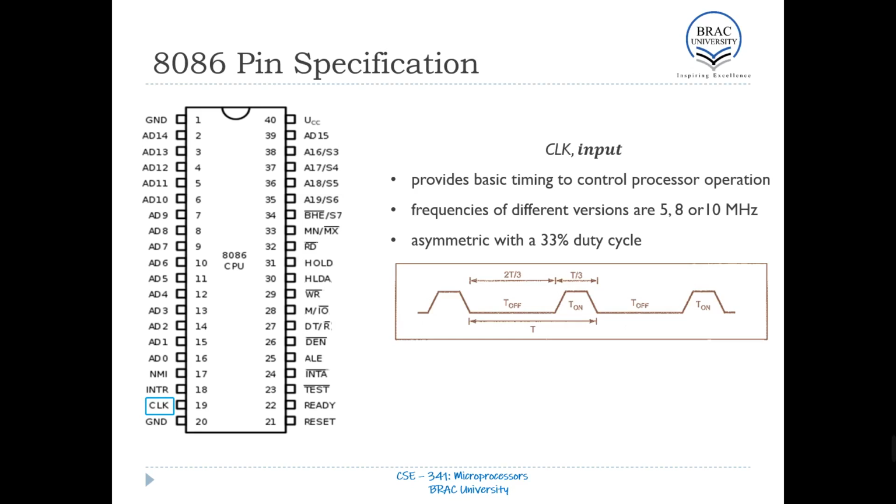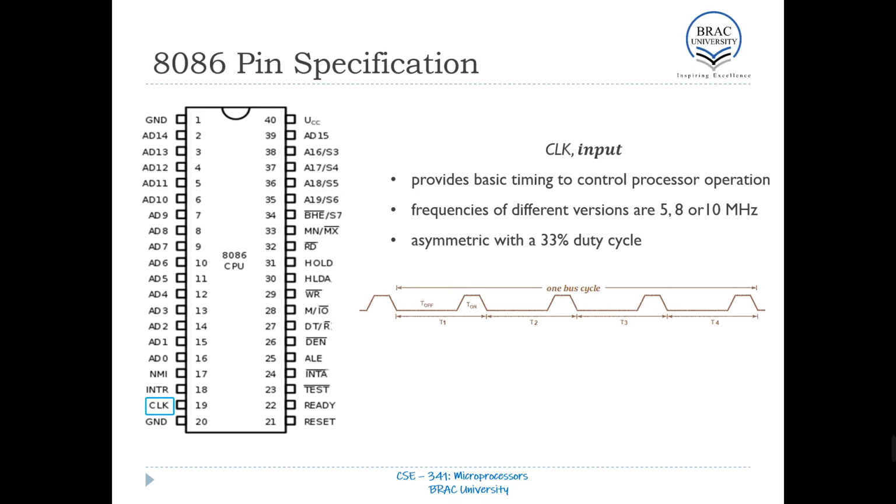The period of the cycle has been shown in this diagram. To complete one bus cycle, we need 4 time periods, which are usually referred to as T1, T2, T3, and T4. This bus cycle, we'll come to learn a bit later on in the lecture, can be read cycles or write cycles. And we're going to look at this in detail.